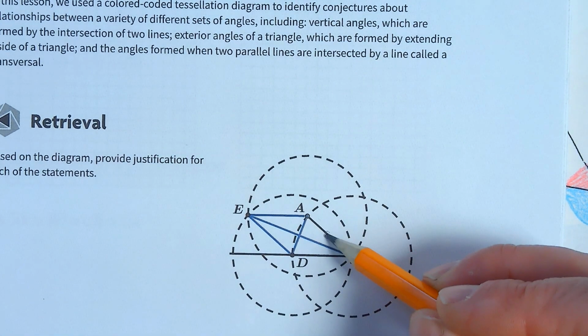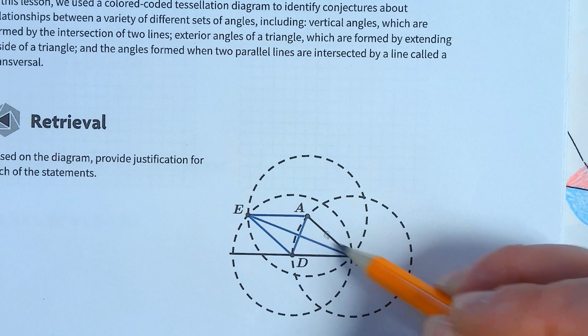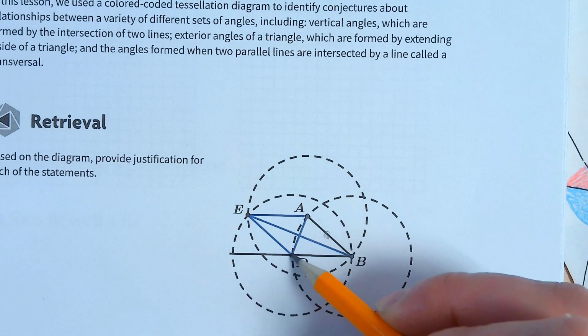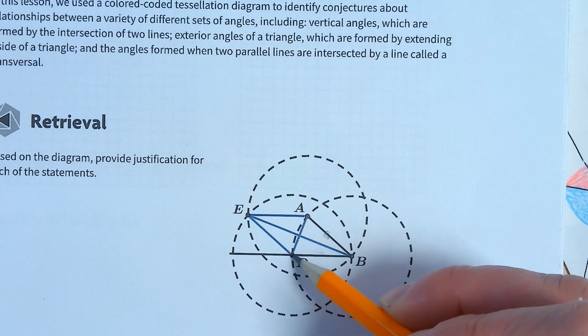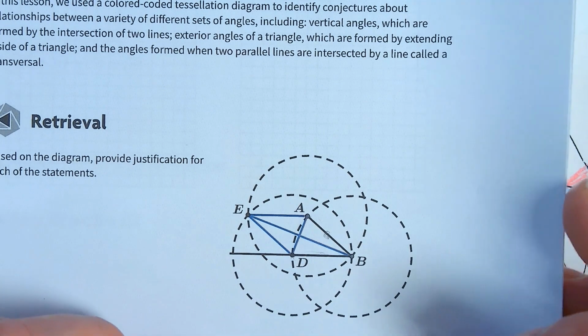This segment is a radius of circle A and circle B, so circle A and B are the same. This segment from D to B is a radius of circle D and circle B. So we have 3 congruent circles.